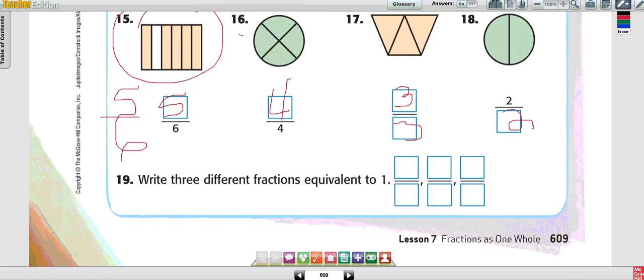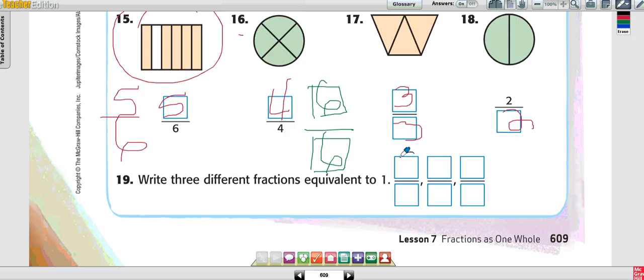Then it says write 3 different fractions that are equivalent to 1. So if I write a fraction as equivalent to 1, that means that the numerator and the denominator have to be the same, right? So go ahead and write 3 of them. When they're equal to 1, the numerator has to be the same as the denominator. So if I have 6 and 6, okay, why don't you give me some that you write?